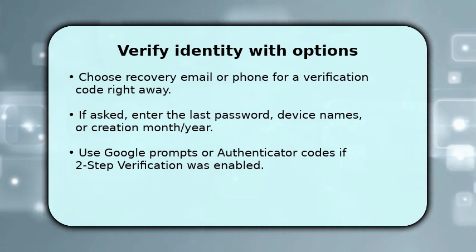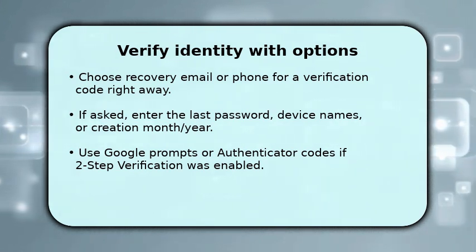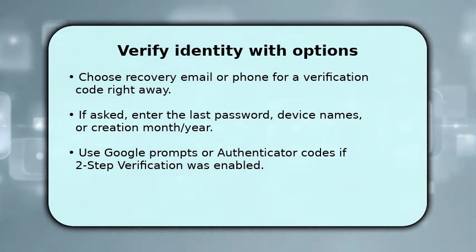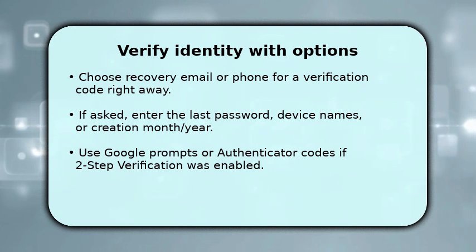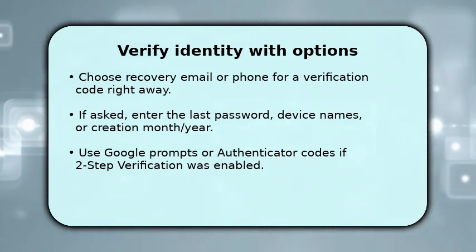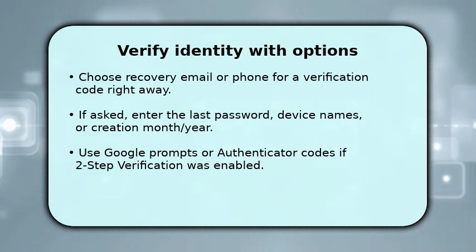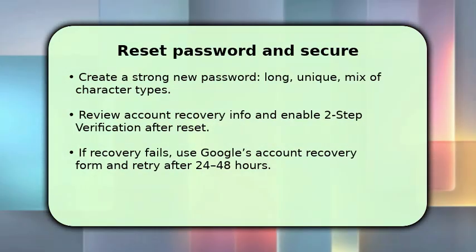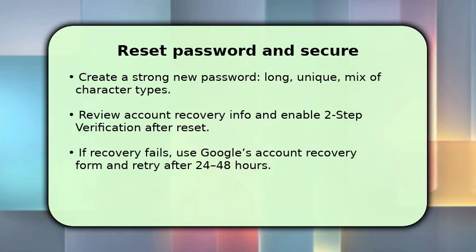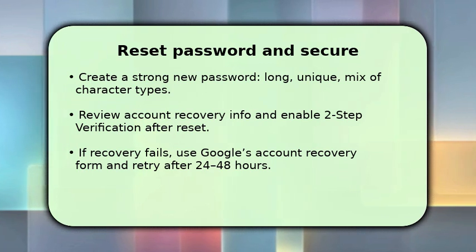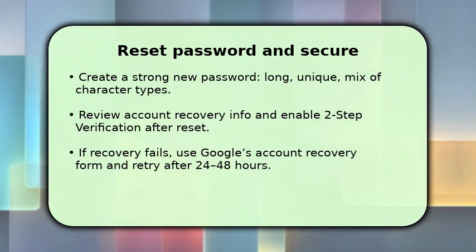If you had two-step verification set up, use Google Prompts or an Authenticator app code. Make sure to check spam folders for email codes and keep your phone nearby for SMS codes. Finally, when Google accepts verification, create a new password that's long, unique, and hard to guess. Avoid reusing passwords. After resetting, immediately review recovery email and phone entries and enable two-step verification for future protection.